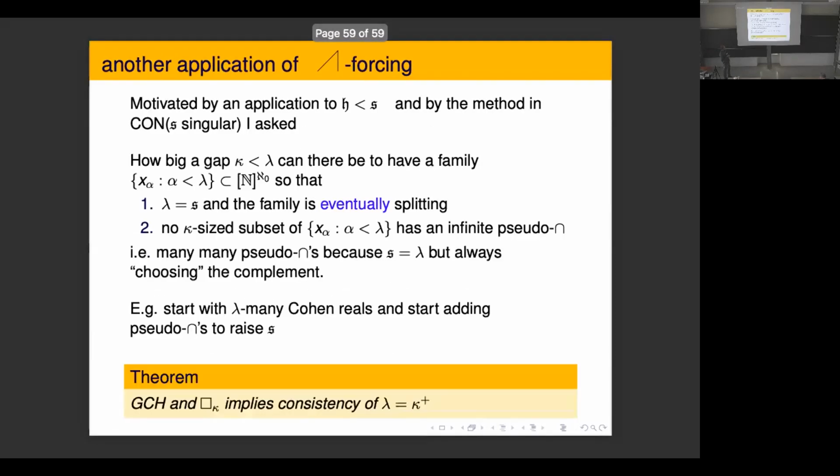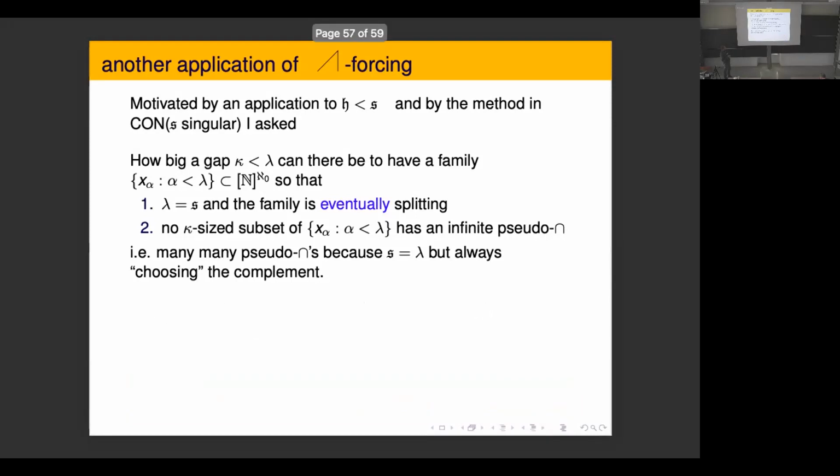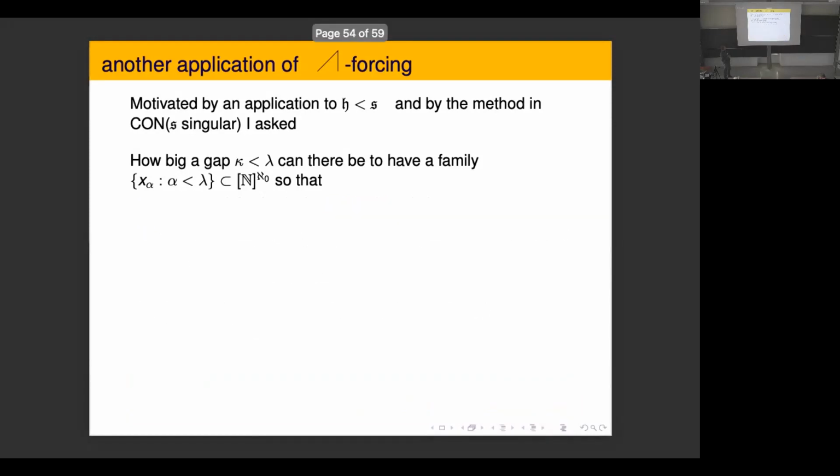Again, I had to have something to ask Sauron, so I came up with this question. I'm motivated by how big a difference you can get. I'm still working on trying to get H less than S. And my paper with Sauron on getting S singular had a method in there that reminded me.